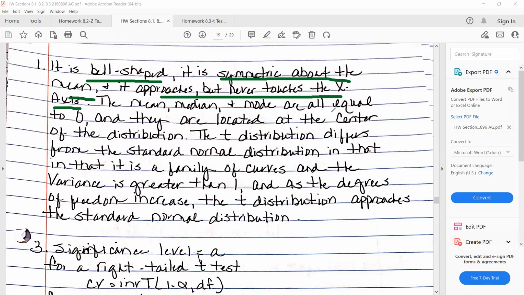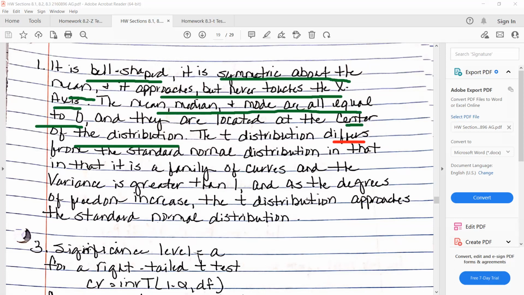The mean, the median, and mode, you can abbreviate if you want. Mean, median, mode, all equal to 0. And they're all located at the center of the distribution. That's all your similarities right here. Your differences, I'll underline in red.